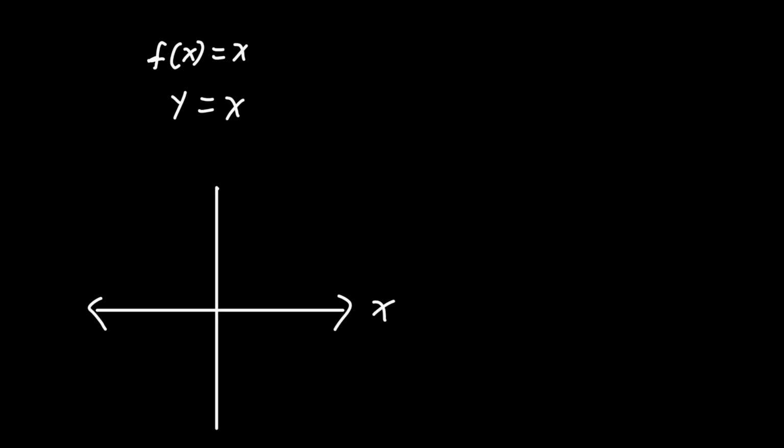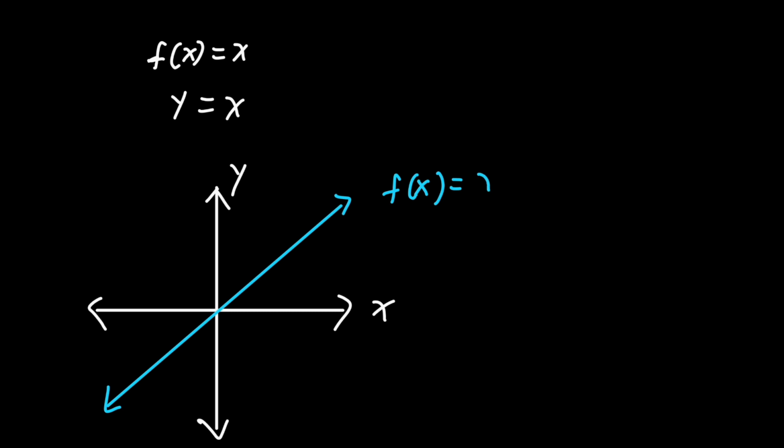Okay, then we're going to draw this coordinate system, x-axis and y-axis. To draw this function is pretty simple, right? It's the linear function, just a line passing through the origin. Nothing new here. And here's the function f of x equals x.